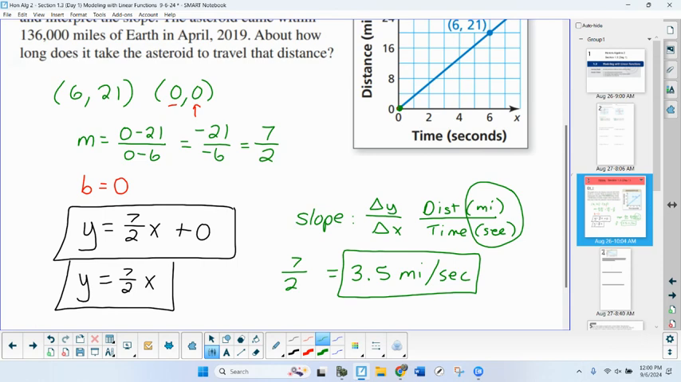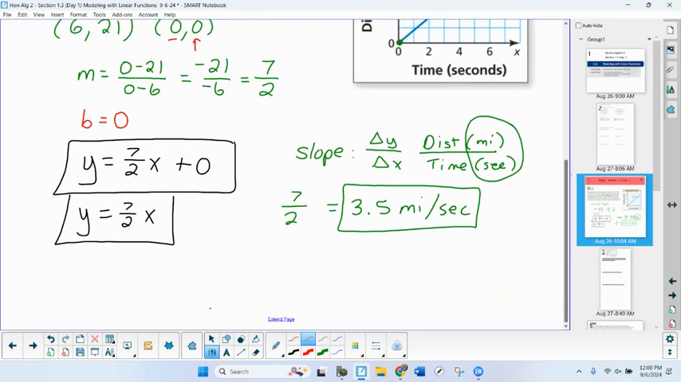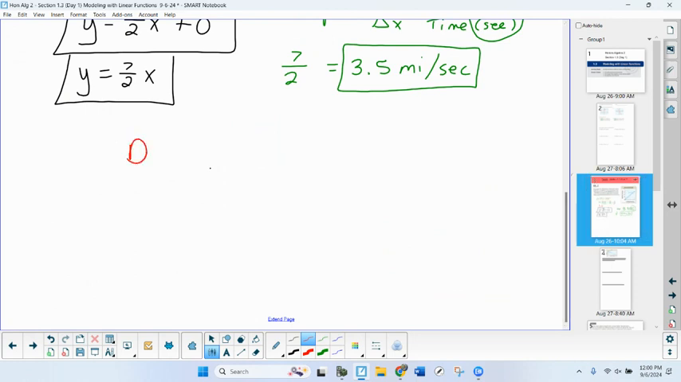All right, now it says that the asteroid came within 136,000 miles from Earth. How long does it take it to travel that distance? Okay, do you guys remember the formula distance equals rate times time? You've used that in science before. Distance equals rate times time. You guys used that in science?